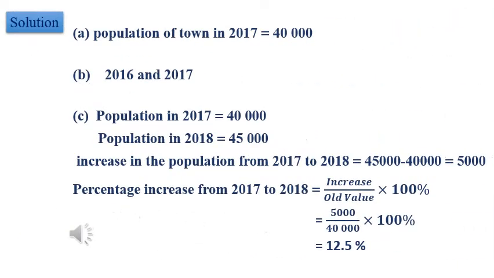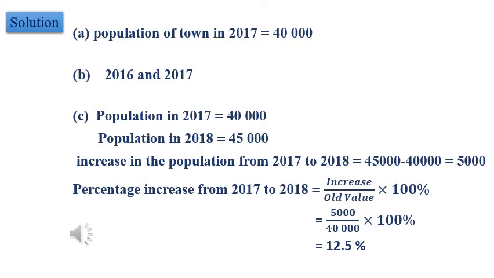From the graph we know that the population in 2017 is 40,000 and population in 2018 is 45,000. So increase between these 2 years is the difference between population. So population in 2018 is 45,000 and in 2017 is 40,000. So 45,000 minus 40,000 is equal to 5,000. So increase in population between these 2 years is 5,000.